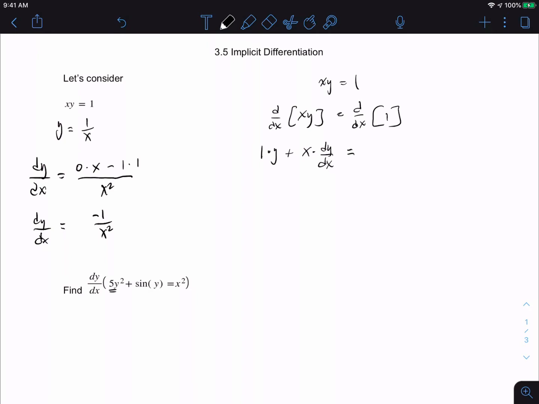Is equal to, what's the derivative of 1? Should be 0. Should be 0. So then from here, I'm going to get y plus x dy dx is equal to 0. I'm going to move the y to the other side, so I'm going to get x dy dx is equal to negative y. Agreed?